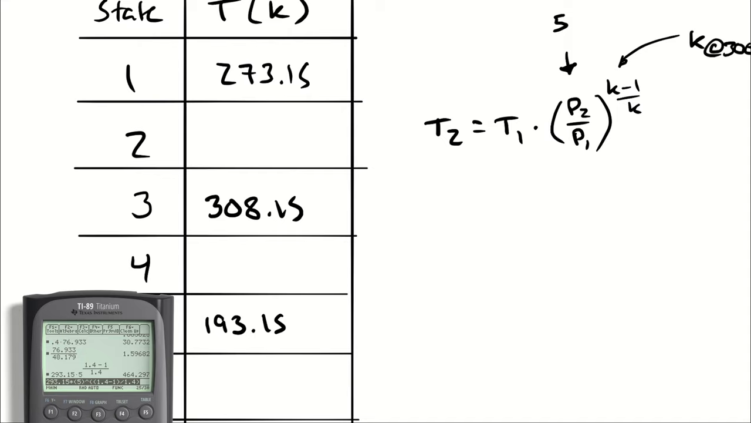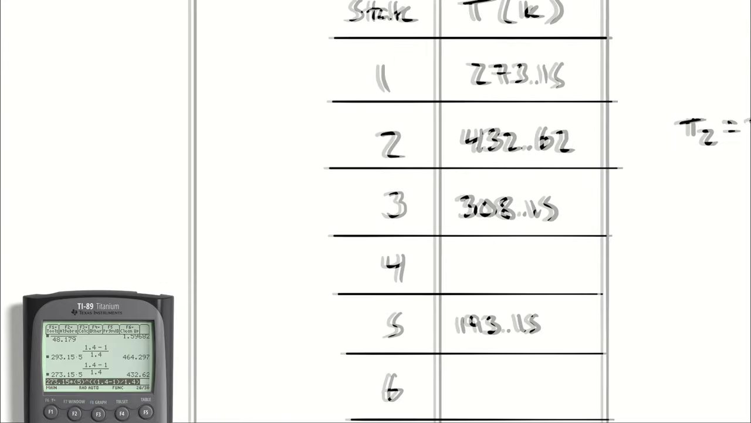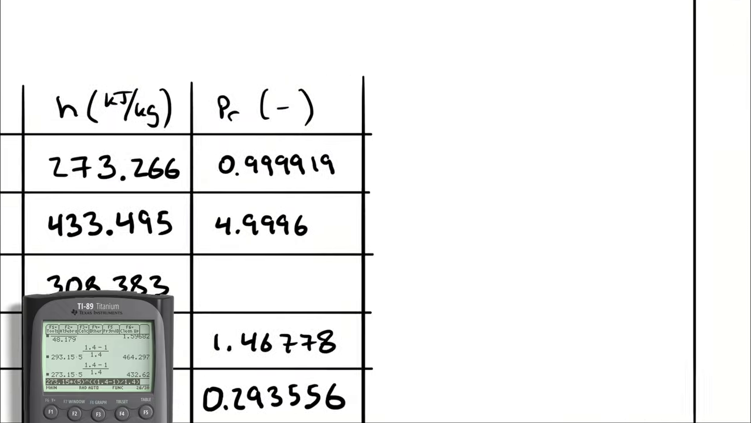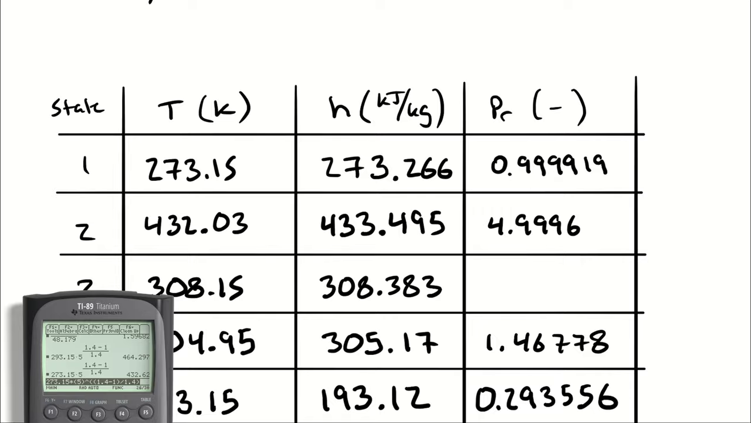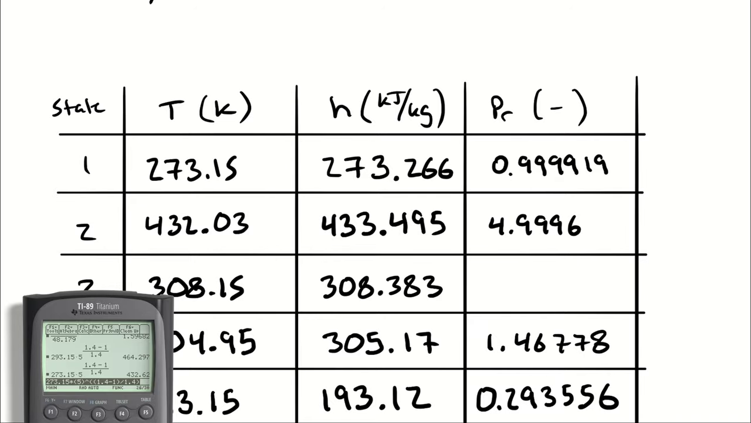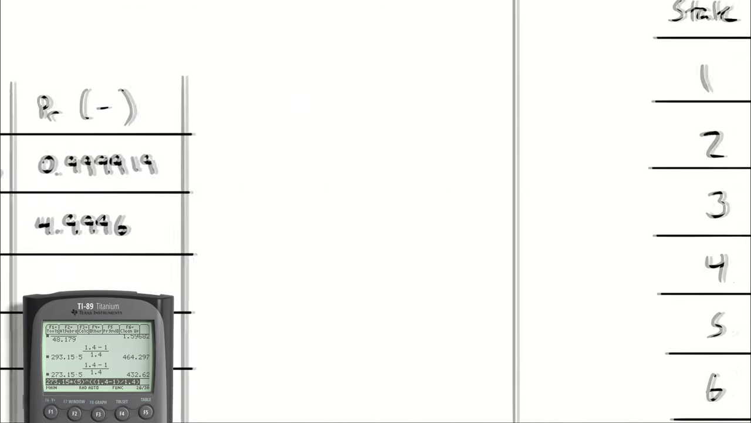Oh, excuse me, T1 is not 293. It is just 273.15. So let's correct our math. T2 is 432.62. Let's compare our state 2 temperature to what it was without that assumption. It is a little bit higher when we assume constant specific heat. Interesting.